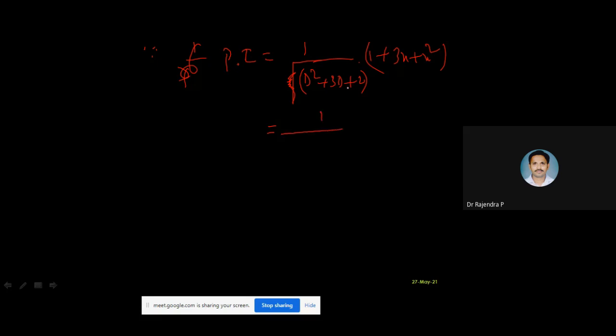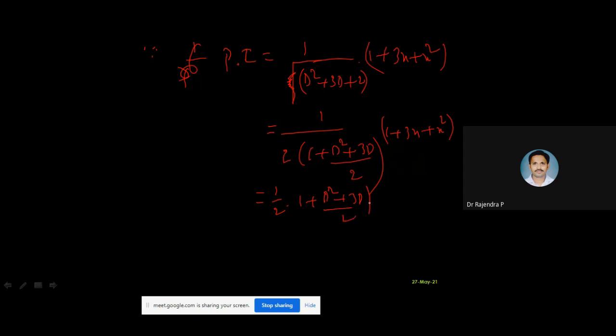I should write this particular problem in terms of binomial expansion. So I can take 2 as a common. Then the remaining is 1 plus d square plus 3d by 2. Okay, into this, as usual, the function 1 plus 3x plus x square. Good. So 1 by 2, this you take to the numerator, 1 plus d square plus 3d by 2 whole to the power of minus 1 into 1 plus 3x plus x square.